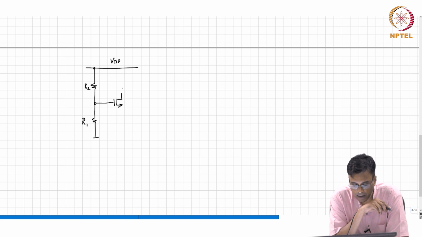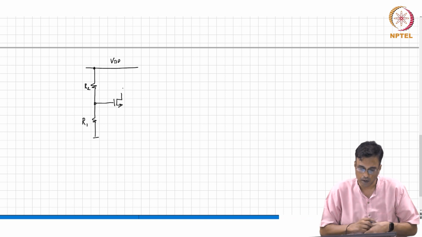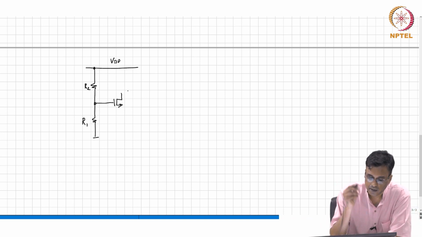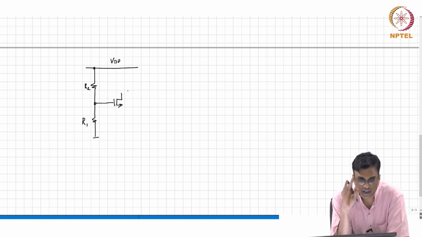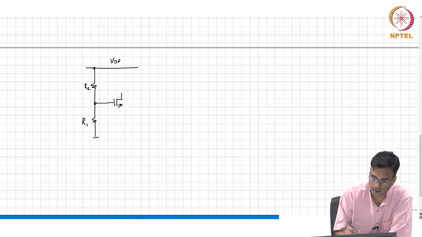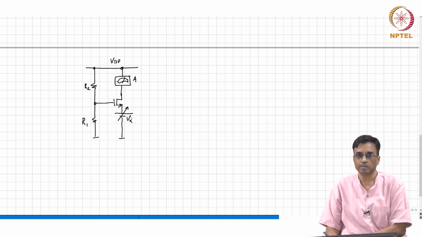So we need to compare. In principle, what will we do now? We need to measure current in the drain and vary the source voltage. We want to measure current in the drain, so where will we put our ammeter? In the drain. This is an ammeter now. And we want to vary the source. That's the variable voltage source. So what are we going to do?